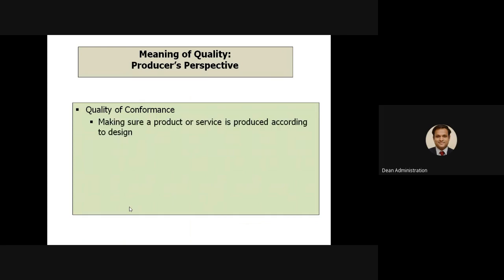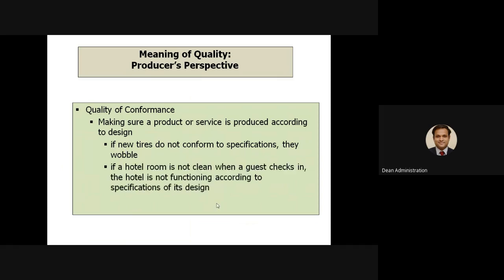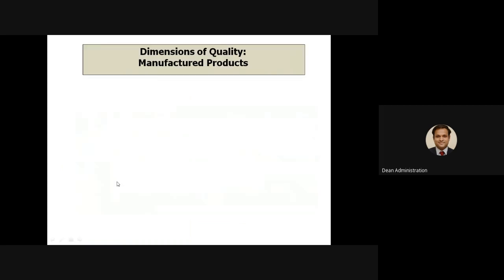So, meanings of quality from a producer's perspective. Okay, a quality of conformance. It basically makes sure that a product or service is produced according to the design. If new tires do not conform to specifications, they will wobble. Okay, this is an example. Okay? If a hotel room is not clean when the guest checks in, the hotel is not functioning according to its specified design. So the producer will see, okay, this is the intended design, whether it's working to that level or not.